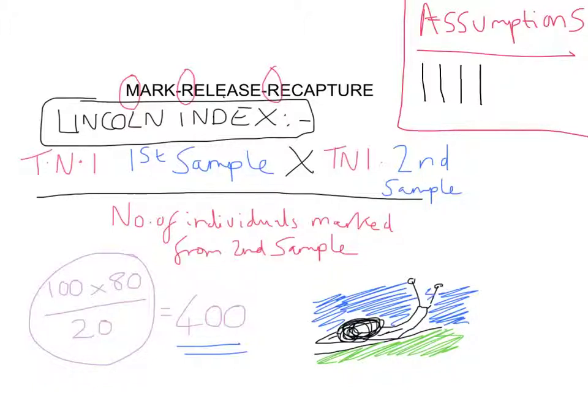We imagine that the population has a definite boundary. So there is no immigration and no emigration. So nothing is coming in to our environment, our area that we're sampling, and nothing is leaving. So we're imagining that everything is just stationary almost.